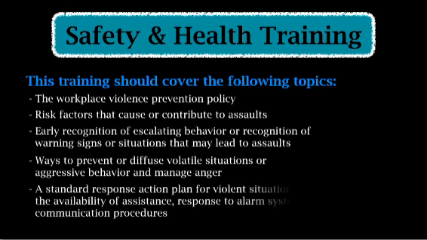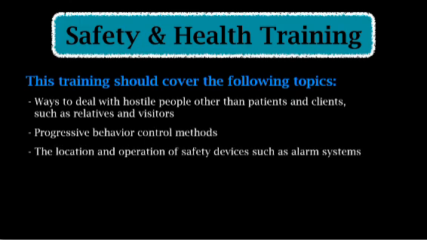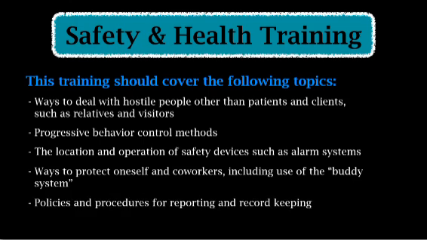A standard response action plan for violent situations, including the availability of assistance, response to alarm systems, and communication procedures. Ways to deal with hostile people other than patients and clients, such as relatives and visitors. Progressive behavior control methods. The location and operation of safety devices such as alarm systems. Ways to protect oneself and coworkers, including the use of the buddy system. Policies and procedures for reporting and record keeping.